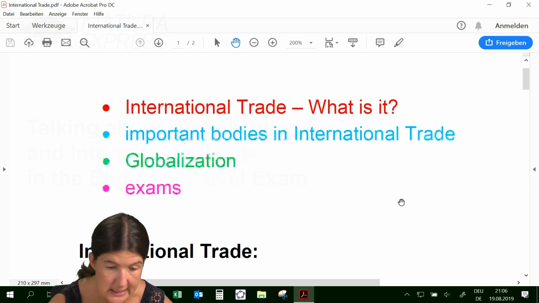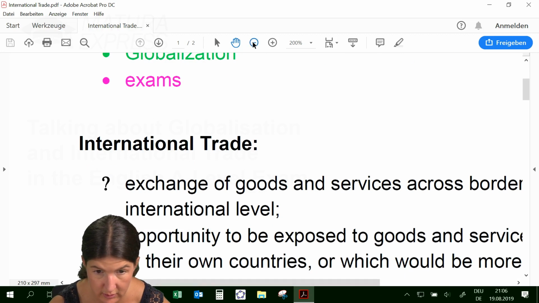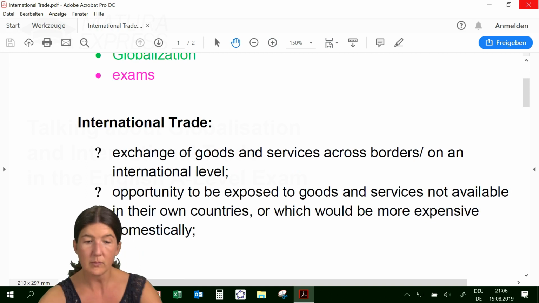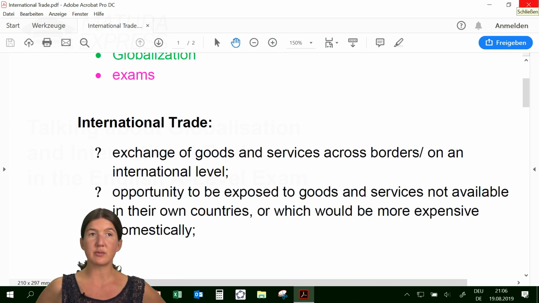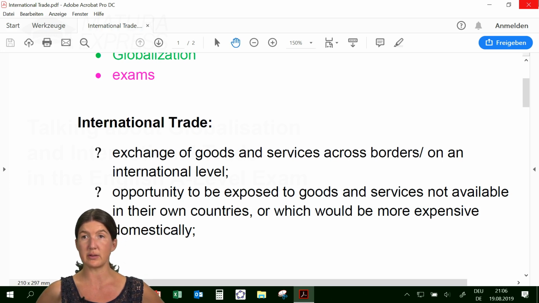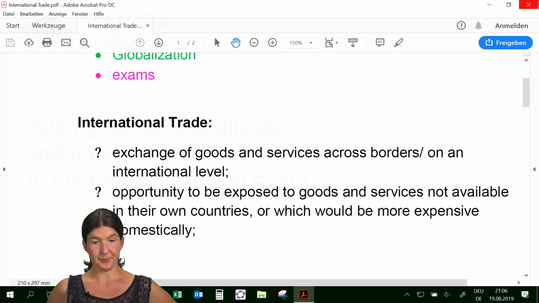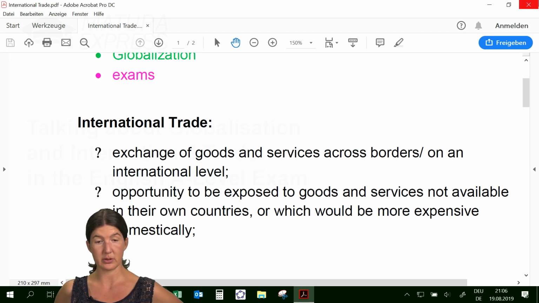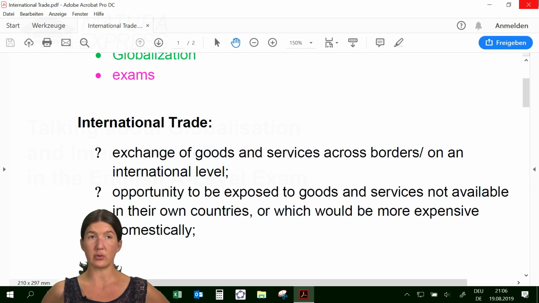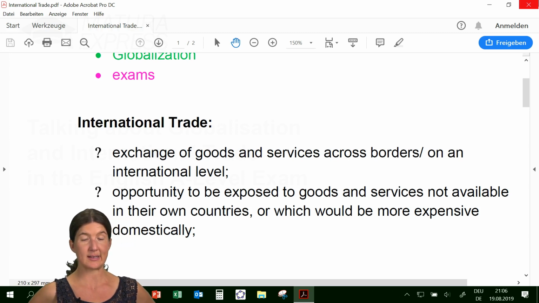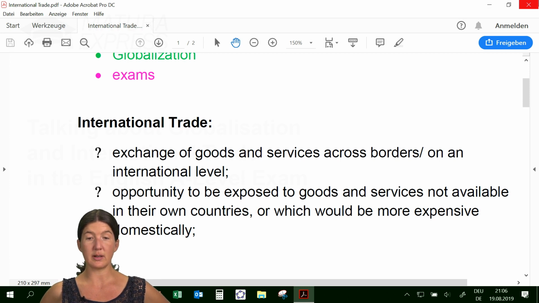Anyway, so there are definitions of what international trade is. I think the easiest one, and I think the word international trade is quite self-explanatory anyway. Trade is handel. So you basically trade goods. The word also works as a verb. You trade goods on an international basis. So it's the exchange of goods and services. Services are Dienstleistungen across borders and on an international level.